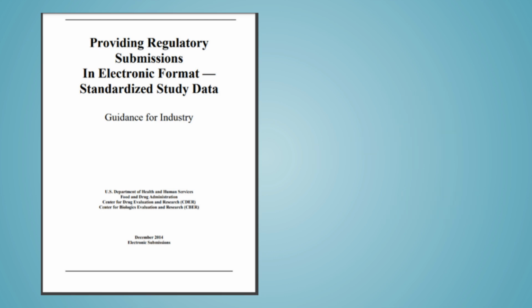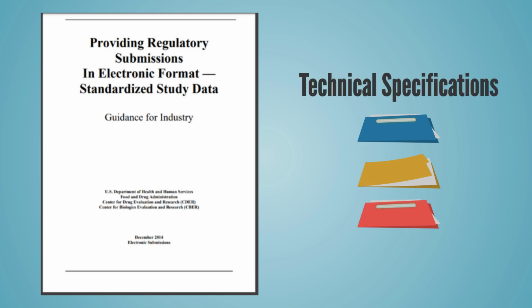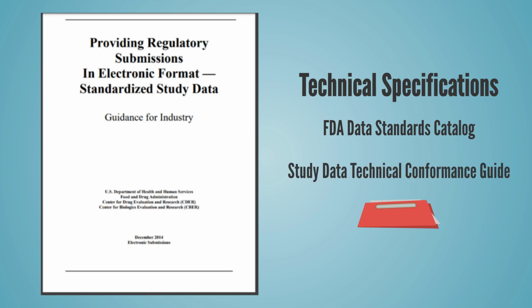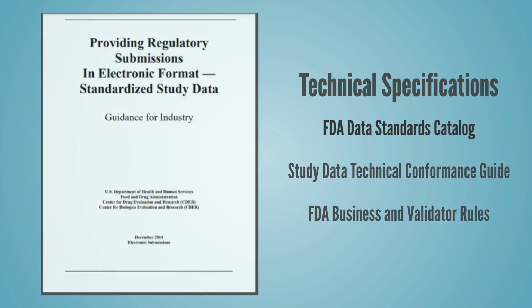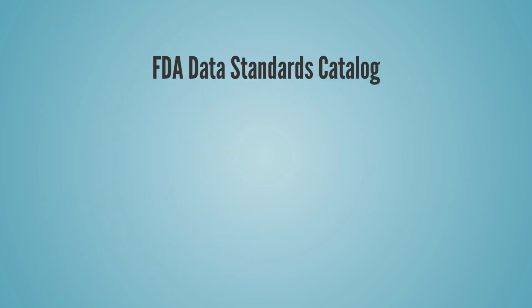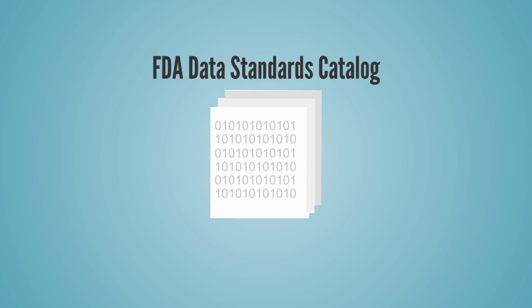This guidance introduces separate standalone documents called technical specifications, which are not binding but are associated with the binding guidance. These non-binding specifications include the FDA Data Standards Catalog, the Study Data Technical Conformance Guide, and FDA Business and Validator Rules, and all are updated periodically. The U.S. FDA's Data Standards Catalog lists the standards, formats, and terminologies it accepts for electronic submissions.